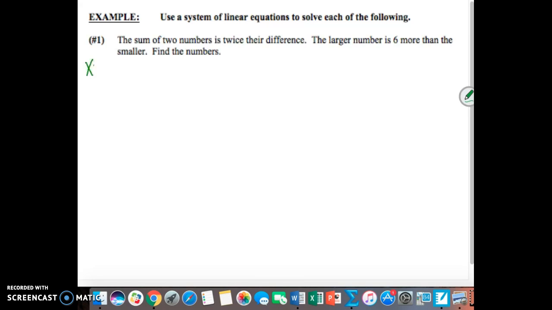So let's write down what our variables are. If we have x and y, we'll say x equals the larger number and y equals the smaller number. We just need to define our variables. And the sentence that says the sum of two numbers is twice their difference.